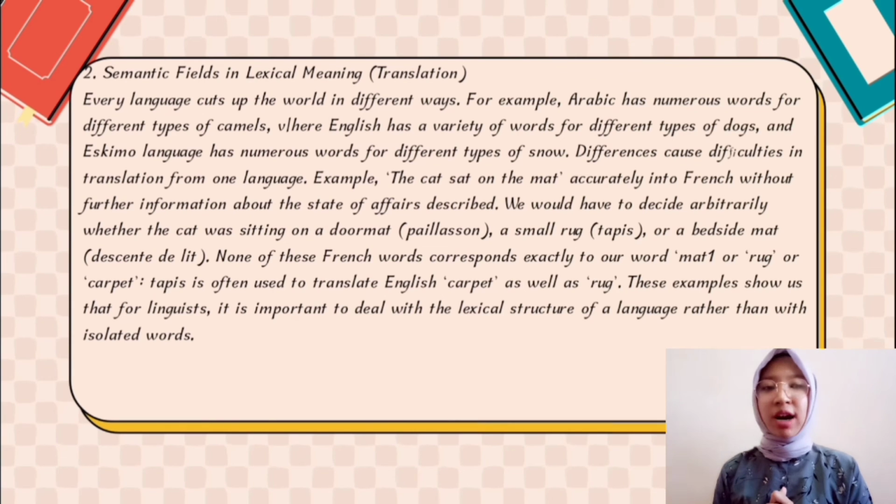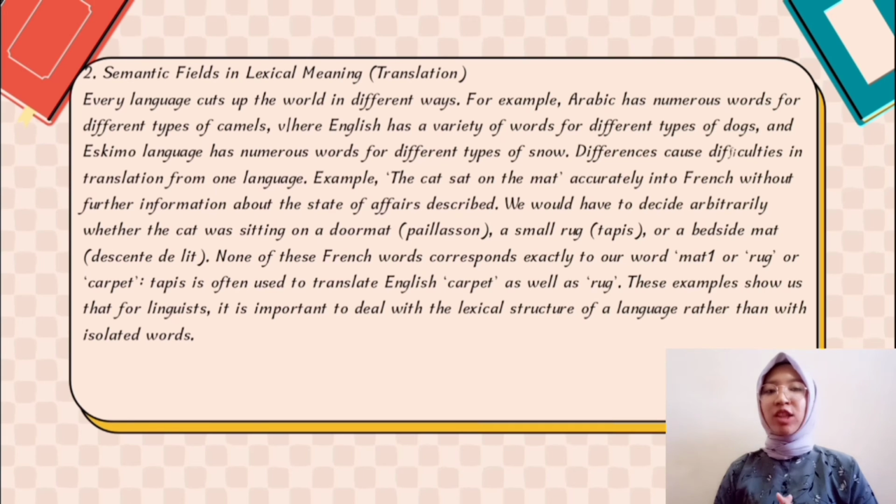Every language cuts up the world in different ways. For example, Arabic has numerous words for different types of camels, English has a variety of words for different types of dogs, and the Eskimo language has numerous words for different types of snow. These differences cause difficulties in translation from one language to another.